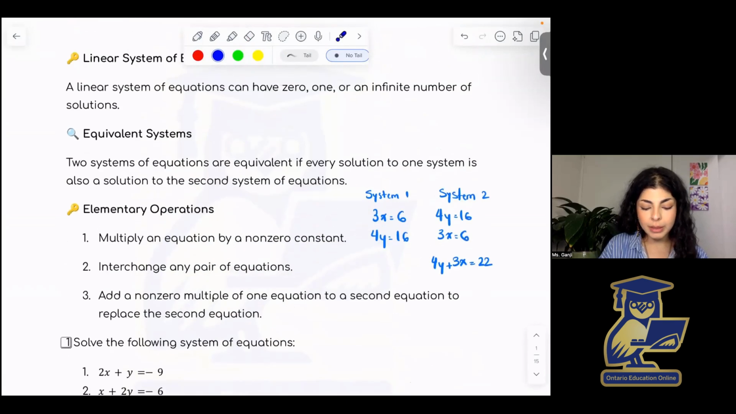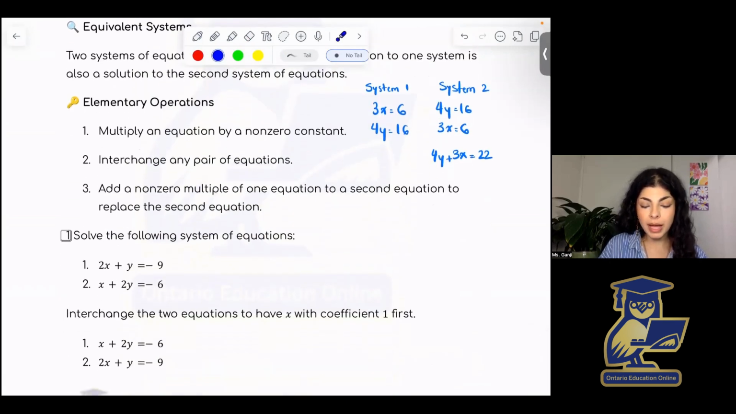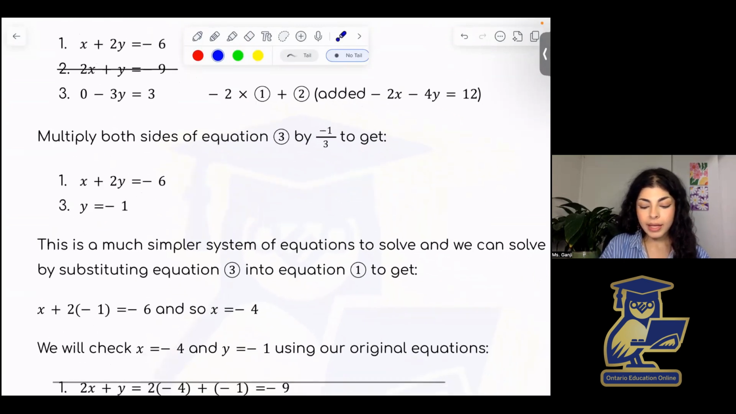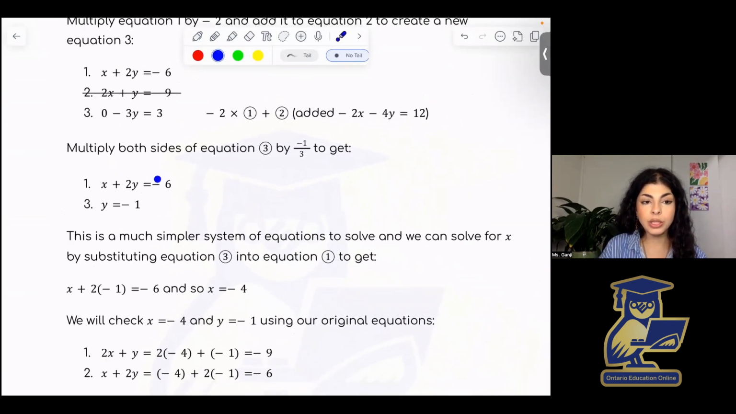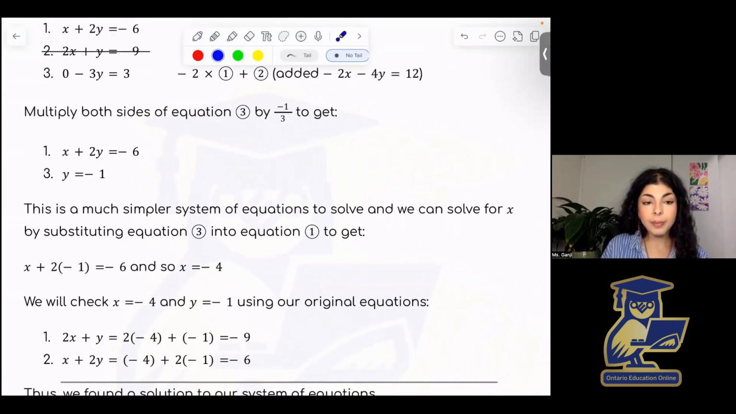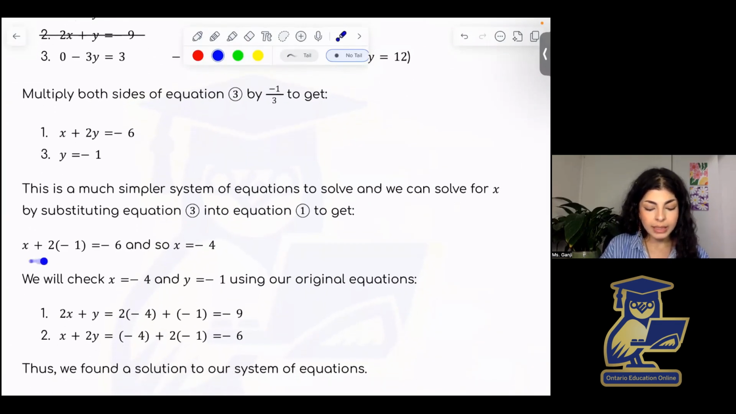Now I perform elementary operation number 1, which is multiply my equation number 3 by -1/3. The reason for that is I want to get the coefficient of y here to be equal to 1. And that way I have y is equal to -1, so there's my y value there. And now I use this y value and substitute it back into equation 1, and here I can solve for x. So doing so, x plus 2 times -1 will give me -6, so x is actually equal to -4.